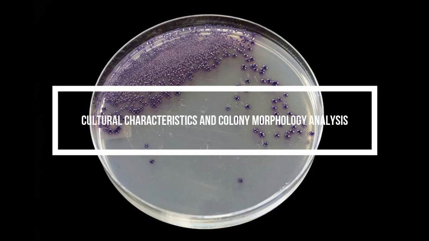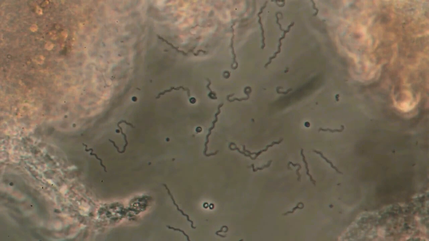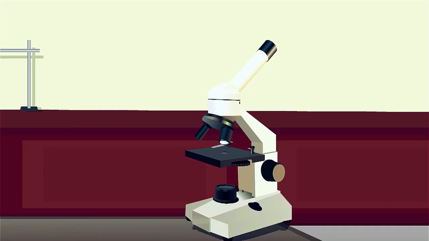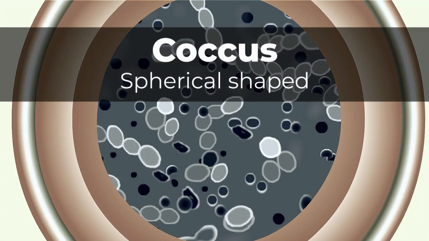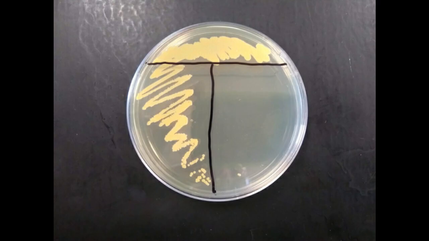Cultural characteristics and colony morphology of bacteria. When grown on a medium, bacteria form colonies. Colony morphology is a description of the appearance of the colonies. Each bacteria have typical appearances or morphology. However, colony morphology does not identify an organism. It can be used to distinguish a mixed culture from pure culture.